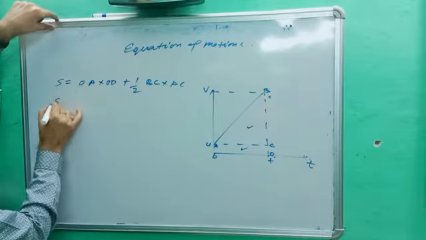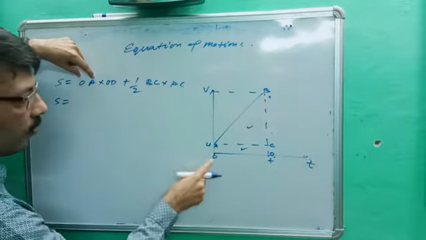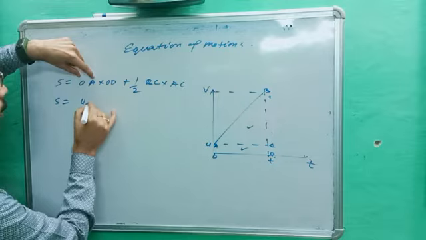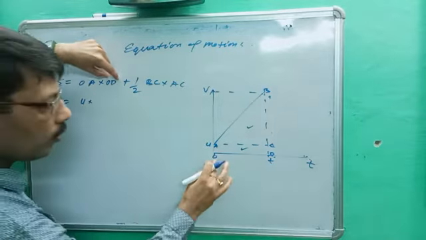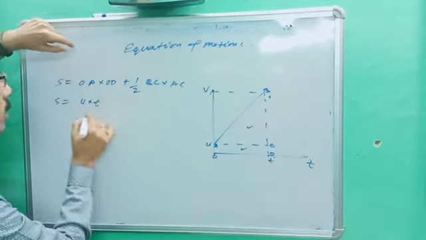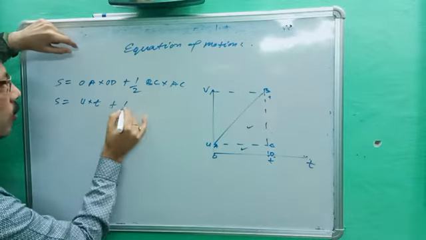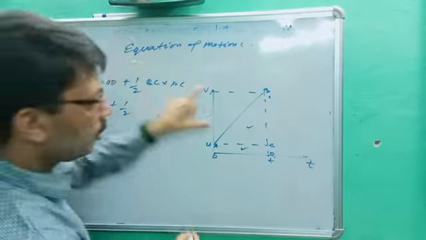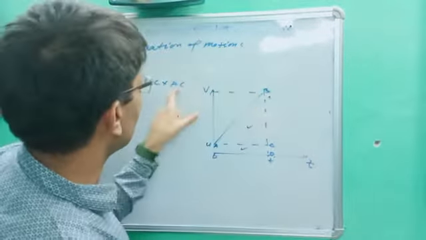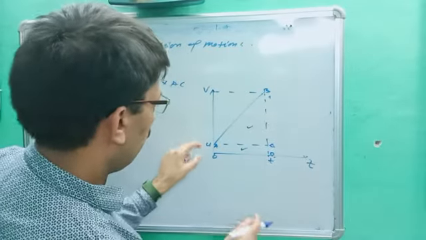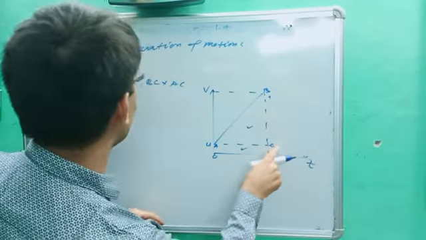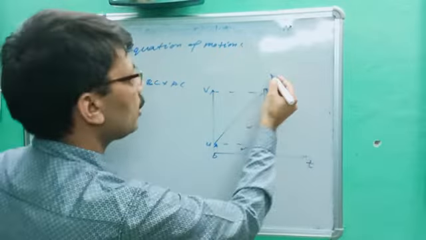So we can write as equal to OA. What is the value of OA? You better know. U into OD, it is equal to T, so it becomes UT plus 1 upon 2 BC. What is the value of BC? BC into what? AC. AC is equal to T, and what is the value of BC? You better know.